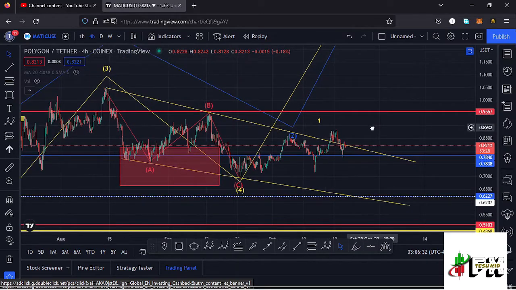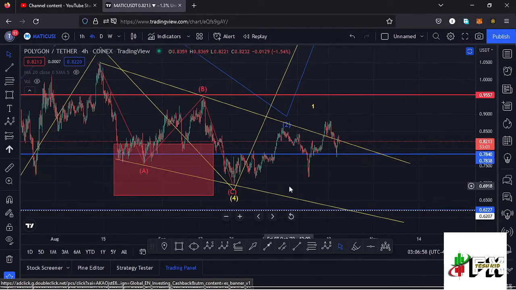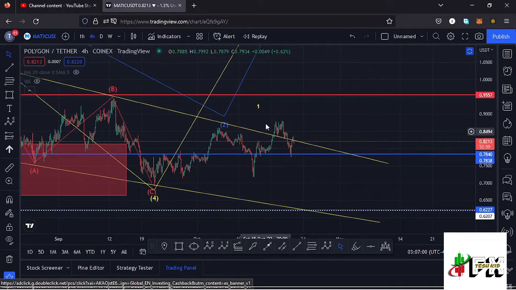And I'll start with the scenarios that can play out, basing it on the structures that we have on this chart. You can see within this movement, within the formation of that fourth wave, we saw the formation of a channel, which I have drawn out using these yellow lines that I have here on this chart. You can see Polygon Matic continue to respect that channel to the lower side, and at some point we saw a breakout out of the channel to the upper side in this movement right here.